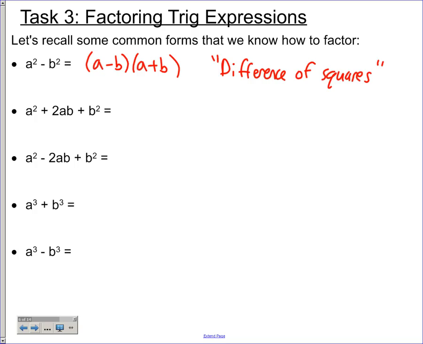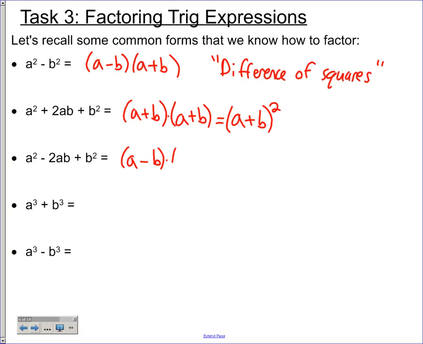A squared plus 2ab plus b squared, you may not recognize it as rapidly as the previous one, but it's a plus b times a plus b, which is just a plus b squared. And very similarly, the next one is a minus b times a minus b, giving you a minus b squared.